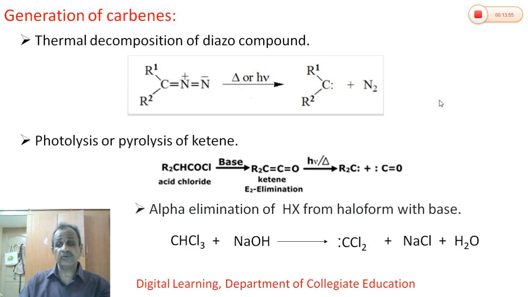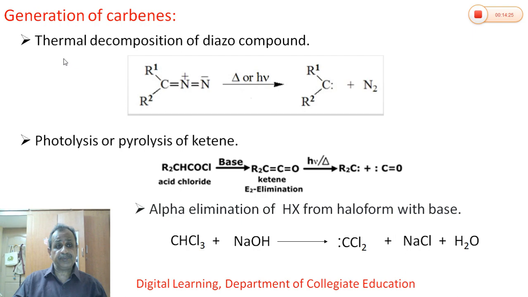Now let us go to the second type of intermediate, carbenes. Carbenes are nothing but divalent electron deficient carbon species. There are two bonds on carbon. It is divalent, and a lone pair of electrons is present on carbon. So this divalent electron deficient carbon species is called a carbene.